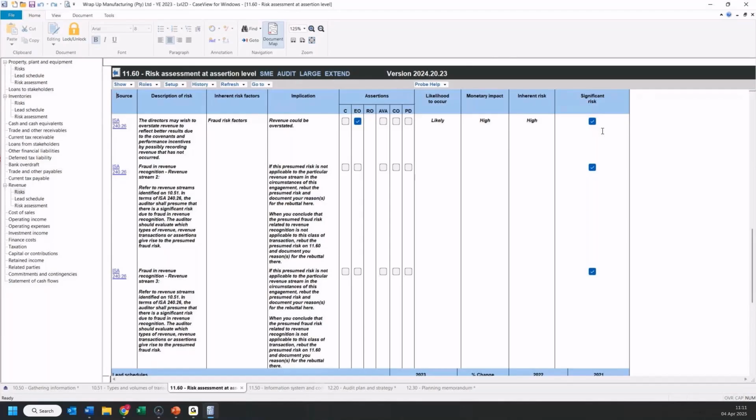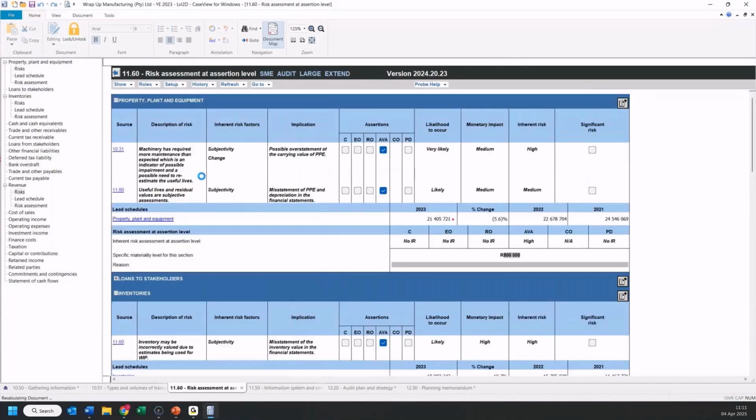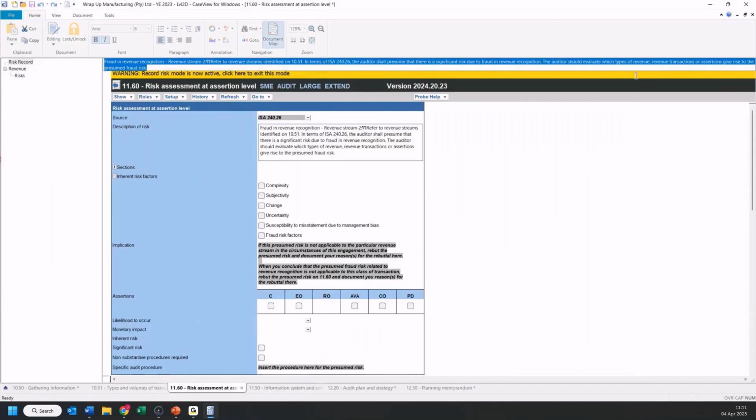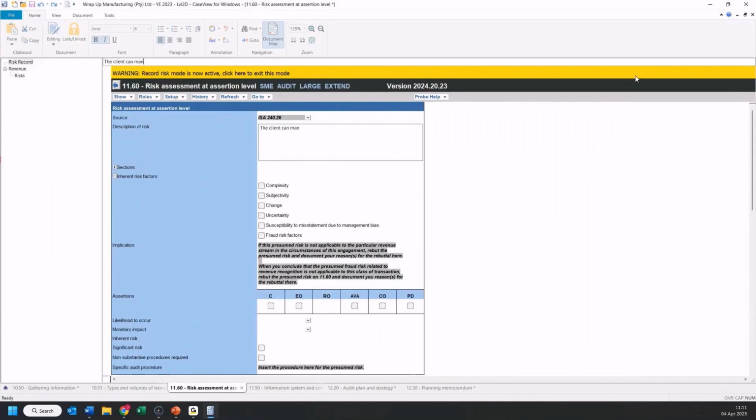So let's go through this again. Perhaps if you thought initially, oh, no, I'm not going to do this, I'm just going to sit back and relax, let me challenge you. Come do it with me. Let's record a second risk. So I'm going to right-click, edit risk. And I am going to say the client can manipulate revenue recognition through early recording of invoices, i.e. before actual delivery has occurred.